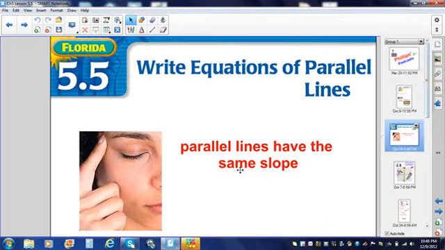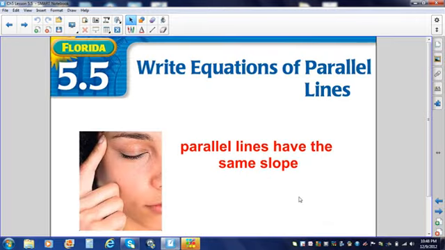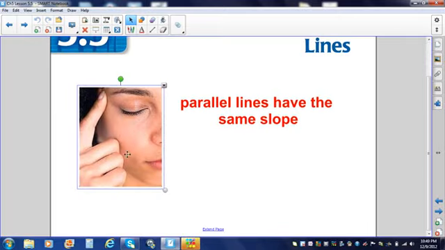All right, today's podcast is going to be on lesson 5.5. We're going to write equations of parallel lines. Lesson 5.5, write equations of parallel lines. Please remember that you need to memorize parallel lines have the same slope.